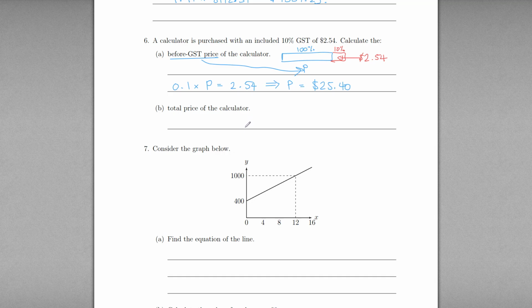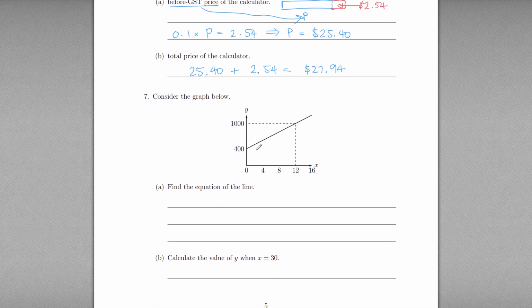And we want the total price now. Well, total price is equal to the original price, which is 25.4 plus the GST, so 2.54. Okay, and so we get 25.4 plus 2.54, and I get 27.94. Okay, well, there's a couple of ways we could have done that. We could have multiplied that by 11, we could have multiplied that by 1.1, could have been any of those things.